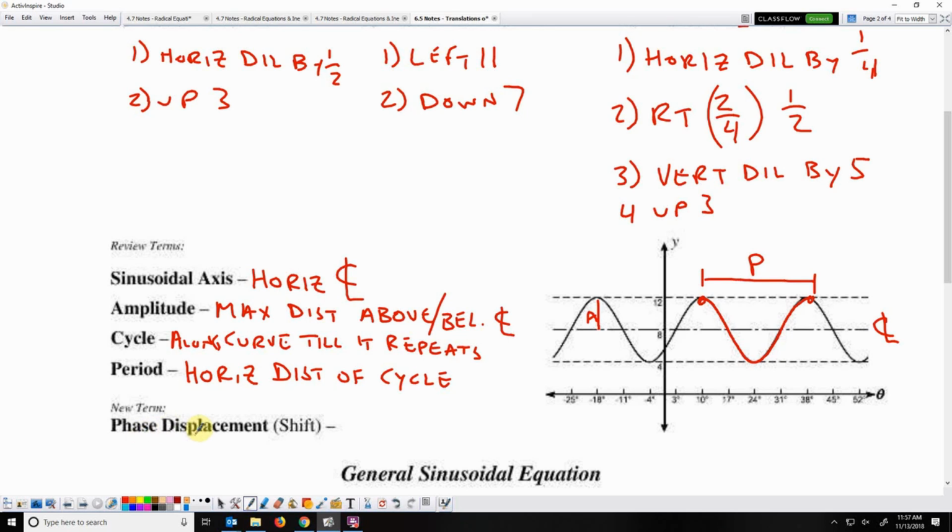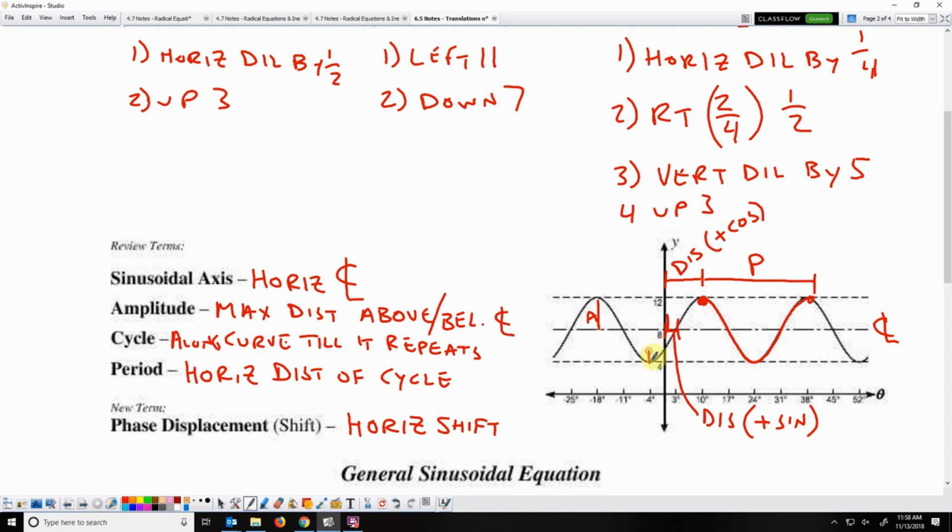And something new, a phase displacement or a phase shift, that is the horizontal shift, or the horizontal translation, how much it moves left or right. So I could have a displacement right here. If I use this as my displacement, that would be 10 degrees, then my graph would be starting at the top and going down. That would be a positive cosine equation. If I was to use this right here as my displacement, it would be starting on the center line and going up. That would be a positive sine equation.